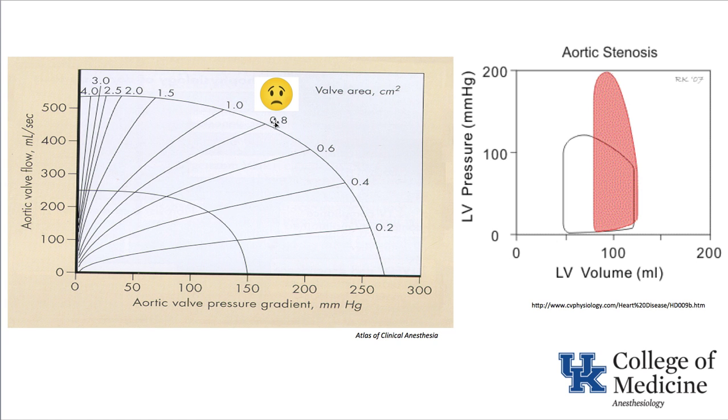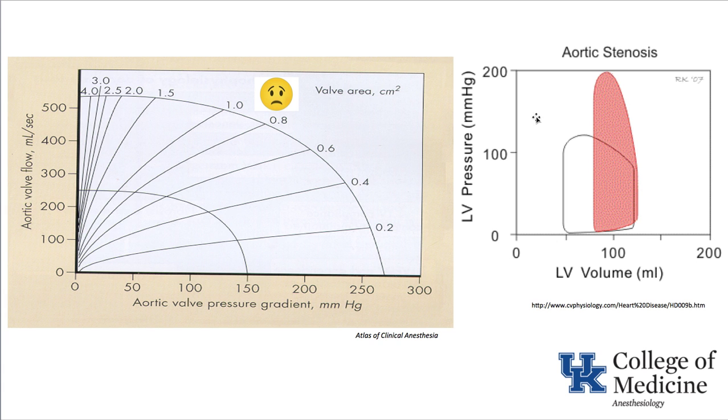Some books will tell you 0.8, and critical means that no matter what pressure you generate in the left ventricle, you can't get any more flow across that aortic valve. It's flow limited, and so at that point, if systemic vascular resistance drops, there's nothing that patient can do. They cannot generate more pressure in the left ventricle to get more blood to go through it.